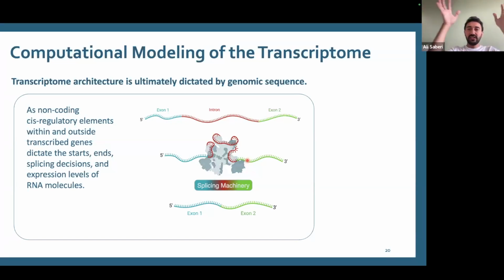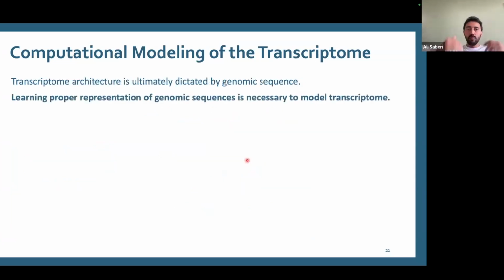All of these proteins, whether DNA binding or RNA binding, all of them eventually come to the sequence and find what to do and where to start and where to end. And so genomic sequence is important. We want to learn proper, like as you mentioned, the background is ML here.